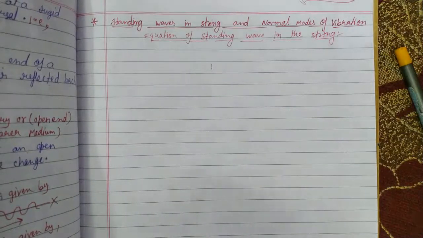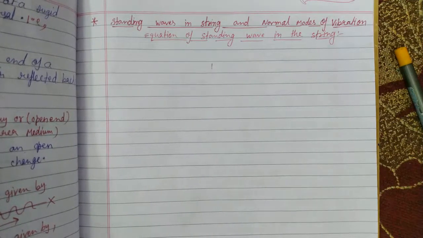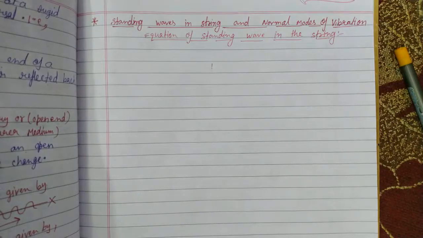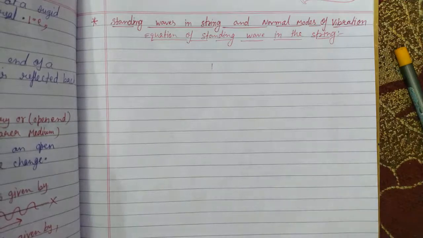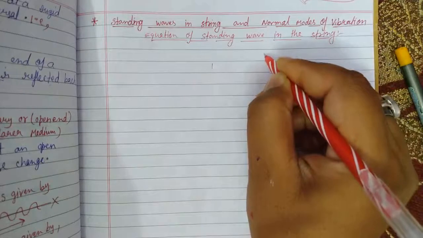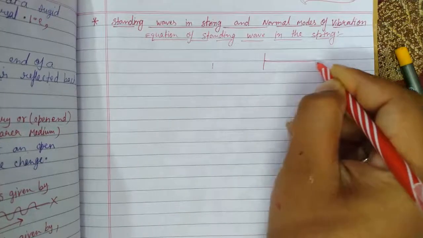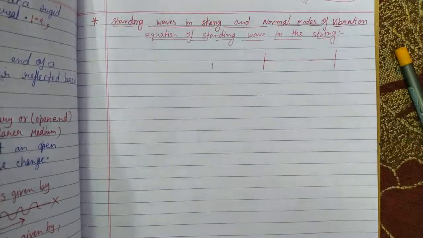Today we will discuss the formation of a standing wave in a string. First, we derive the expression for the equation of the wave in the string by producing an incident wave and a reflected wave. Let us have a string which is stretched at two ends.